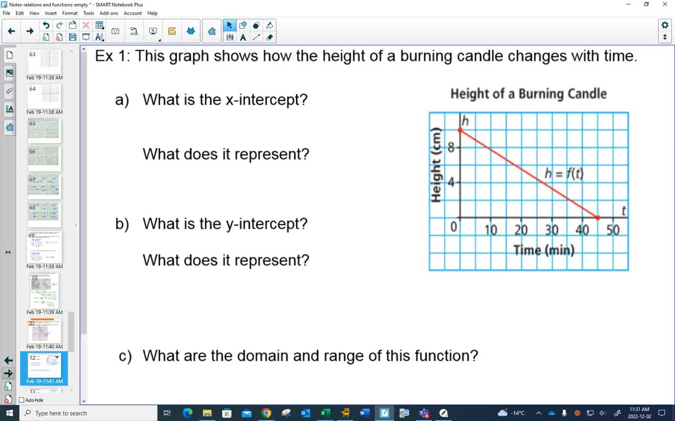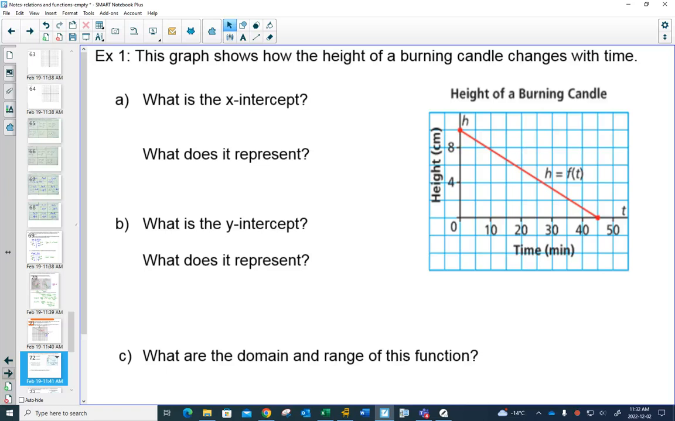This graph shows how the height of a burning candle changes with time. Does it make sense that if you burn a candle, it goes down till you get to here, and if you leave it, your house starts on fire, and that's not good.